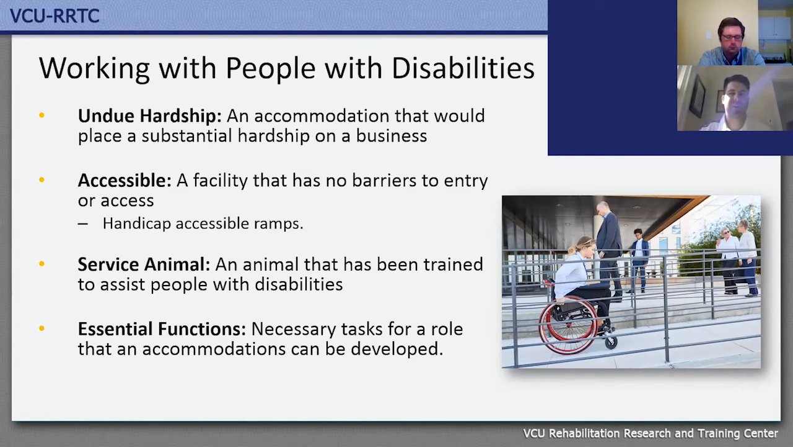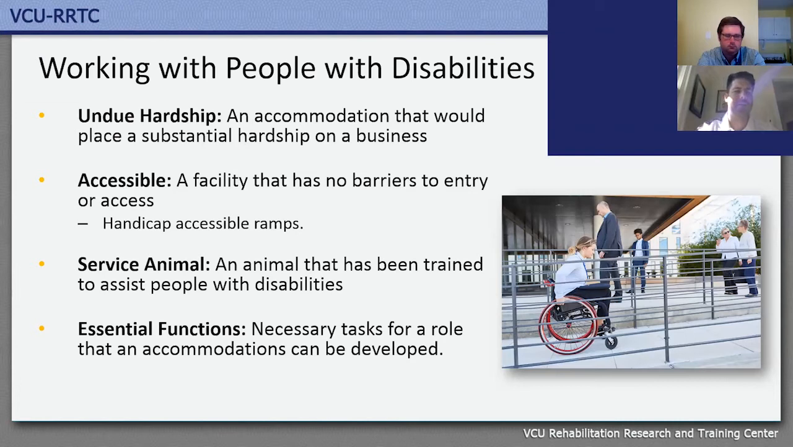An example of this can be buying expensive equipment or having to build a new entrance or area for the individual to gain access. So now that we're also talking about access, it's important to think about how accessible your place of employment is. Does it have a handicap accessible entrance to allow individuals with disabilities access, such as ramps or automatic doorways?